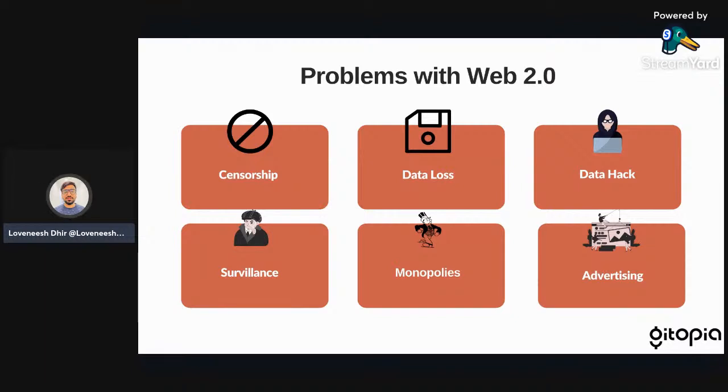The fifth thing is monopolies. So these big players have their monopolies in policy making and decision making around the platform. And the sixth problem with Web 2 is advertising. So as we already discussed, these Web 2 players use our own data to give us those targeted ads.